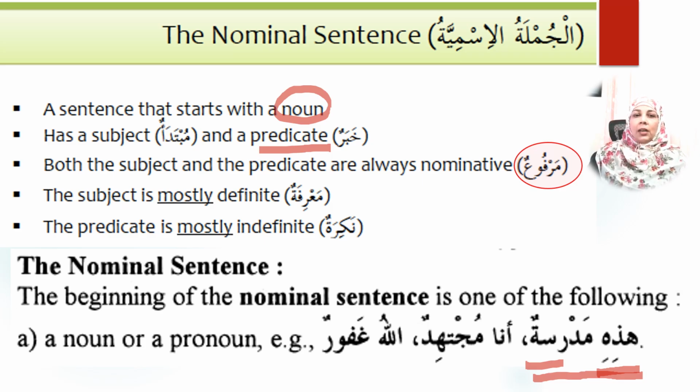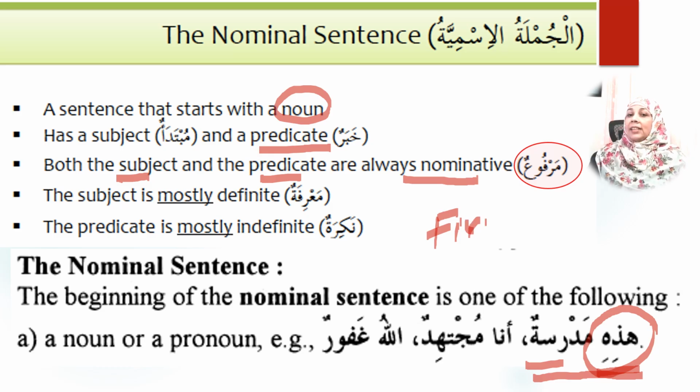So we also said both the subject and predicate are always nominative. So here again, hadhihi is a demonstrative pronoun and we just covered that it is fixed. It is not going to show the dhamma ending here to show its marfu'un state because it is fixed. So we say it is in the position of being marfu'un, even though it is fixed in shape. And then madrasatun does show the tanween marker at the end because it is the khabar and it is indefinite.